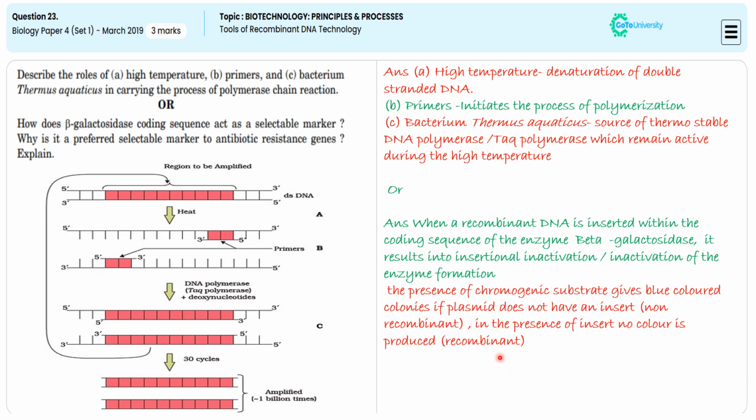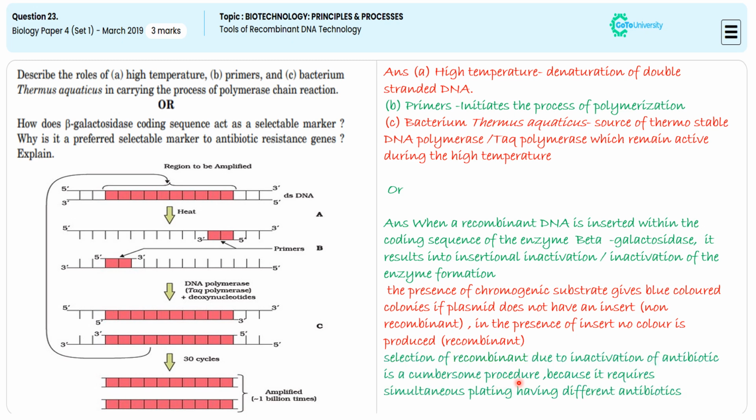And for specifying that the selection of the recombinant due to the inactivation of the antibiotic resistance gene is a cumbersome procedure. Why? Because it requires simultaneous plating on media having different antibiotics. For this specification, we get another 1 mark. In this way, we are satisfying the overall 3-mark demand of the second optional subjective question.